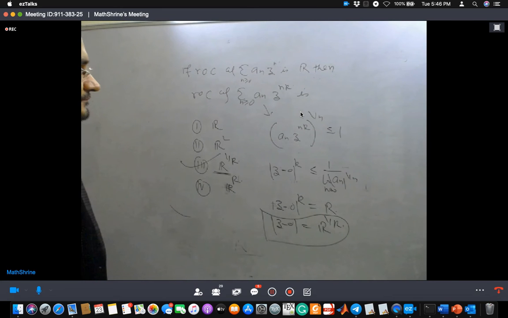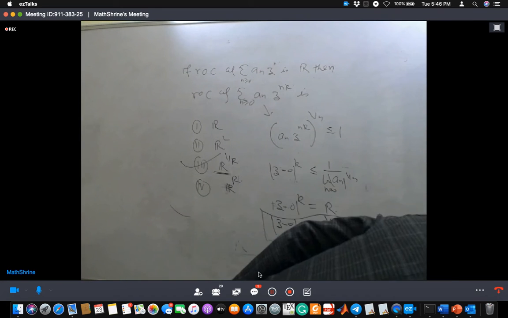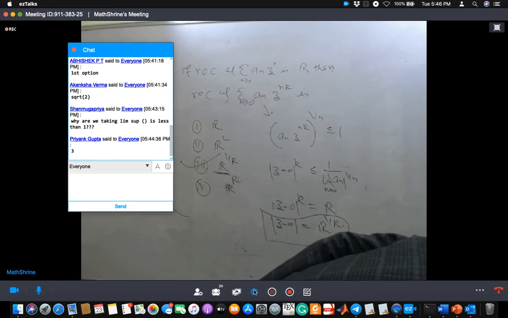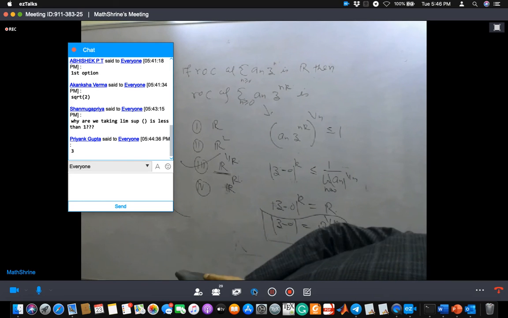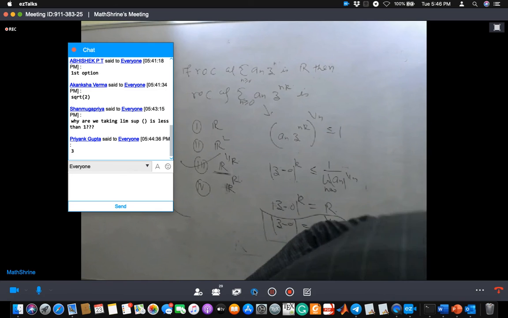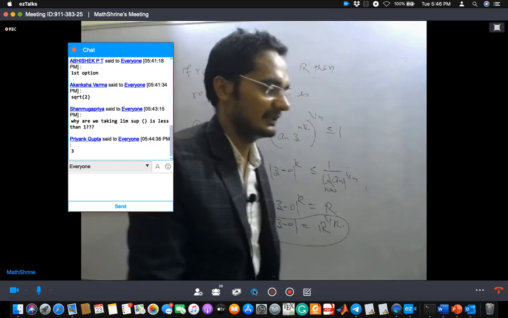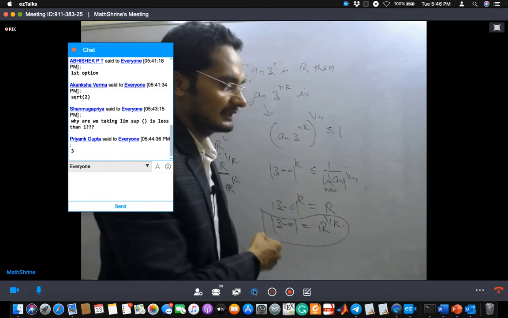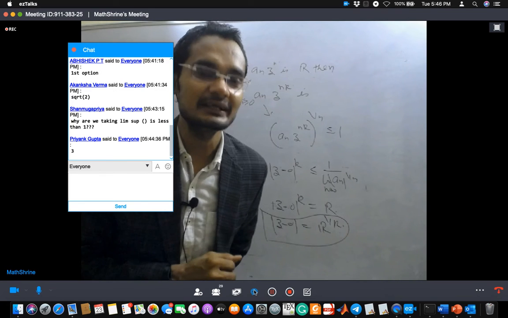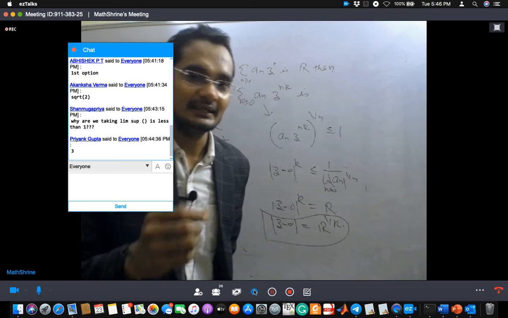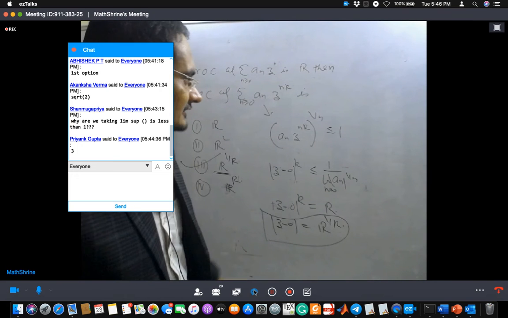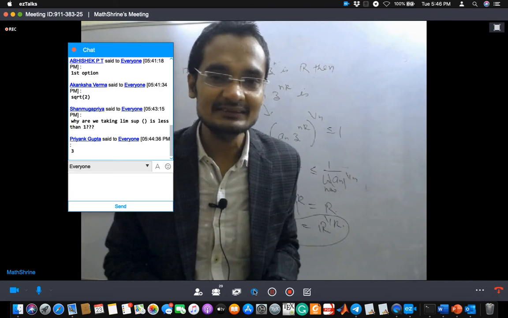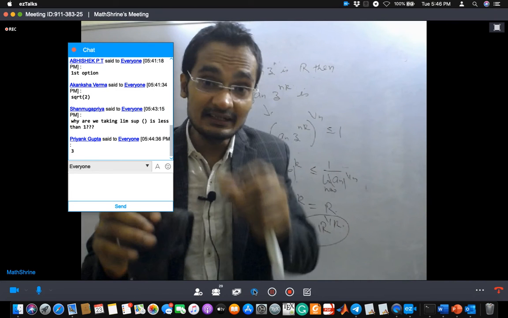So, people have some questions. I think I can look at it again. Why are we taking the limit supremum less than or equal to 1? We are applying the Cauchy nth root test, if you remember. The Cauchy nth root test says that if a_n is a series, then the limit of |a_n| to the power 1 over n, if strictly less than 1, the series is always convergent.